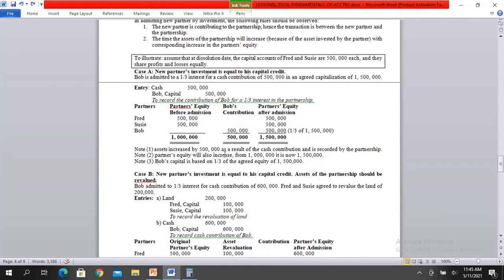Ayan. So, note, assets increased by 500,000 as a result of the cash contribution and is recorded by the partnership. So, dati, 500,000 plus 500,000, partner's equity before admission is 1 million lang. So, nag-invest si Bob ng 500,000. So, naging 1,500,000 na yung partners or the partnership equity after admission. So, walang napunta or nagbago kasi sabi nga natin, yung cash na binayad ni Bob, napunta yun sa partnership. Hindi sa kahit sinong partner kasi wala naman, si Fred at si Susie, wala naman silang transfer na interest kay Bob. Ayan. So, case letter B.